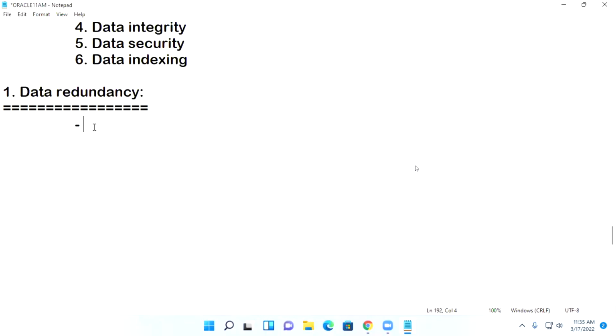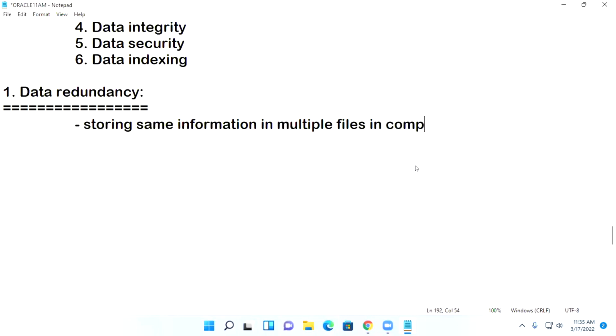What is the first one? Duplicates. Unnecessarily, you are storing duplicate data. First thing, unnecessarily, you are wasting your memory. Yes or no? So what does it mean here? Data redundancy means storing the same information in multiple files in a computer. So this is what was happening.